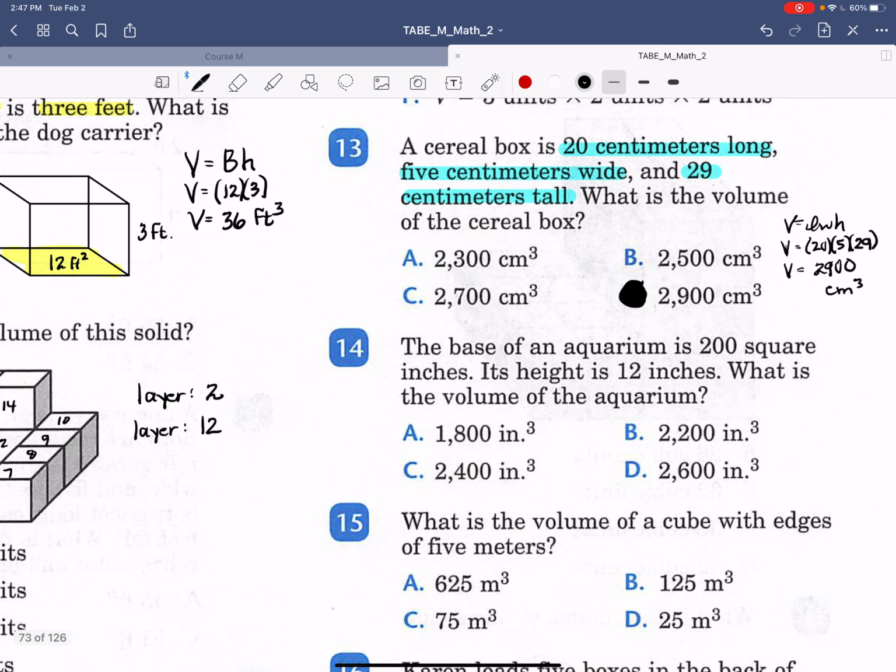The base of an aquarium is 200 square inches. Its height is 12 inches. What is the volume of the aquarium? So we're looking at this particular formula where the base is 200, the height is 12, so the volume is 2,400 cubic inches. So for number 14, I like C.